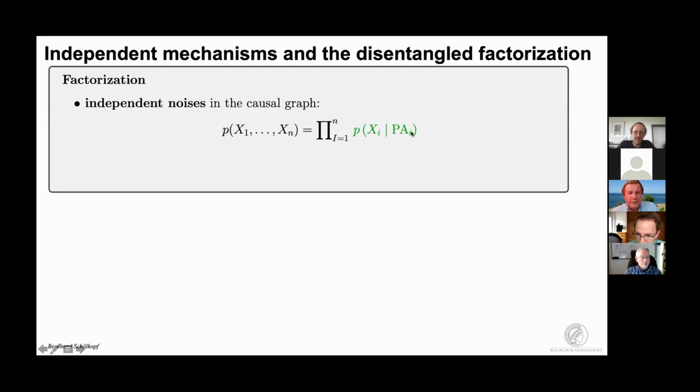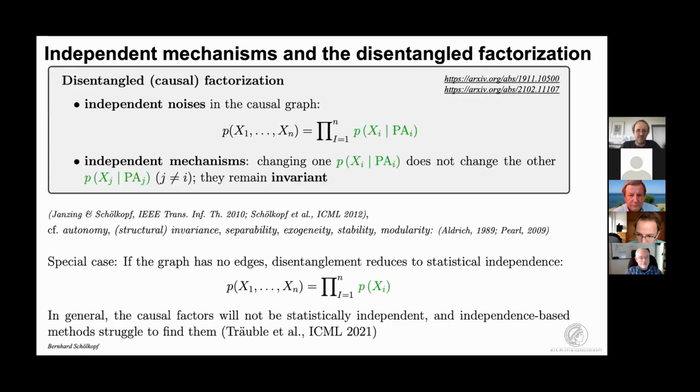So I told you there's this nice factorization of a joint distribution in terms of the causal mechanisms, or the causal conditionals. That's the factorization that respects the causal graph. Let's call this the disentangled or causal factorization. And let's call it the disentangled one with the additional assumption that not just do we have this factorization, but also that these objects are independent mechanisms, in the sense that we can independently intervene on individual ones of them. So we can change one of them without automatically changing the other ones. If we change one, the others will remain invariant.